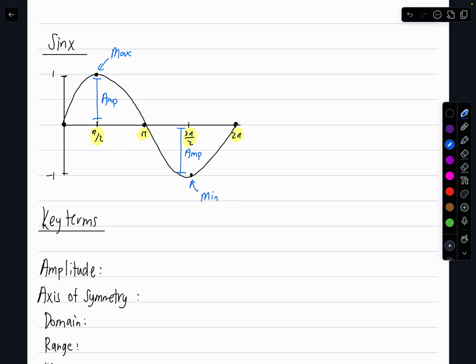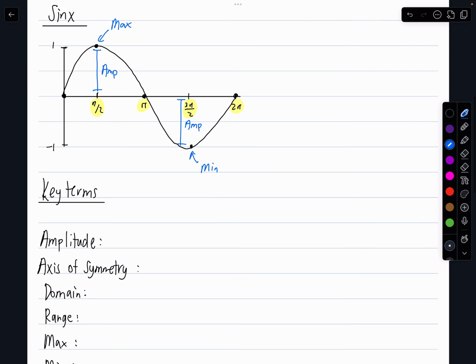Cool. Domain and range are pretty straightforward. We learned that in grade 11 and with all the other functions. Domain is how far in the x direction we go. Range is how far in the y direction we go.